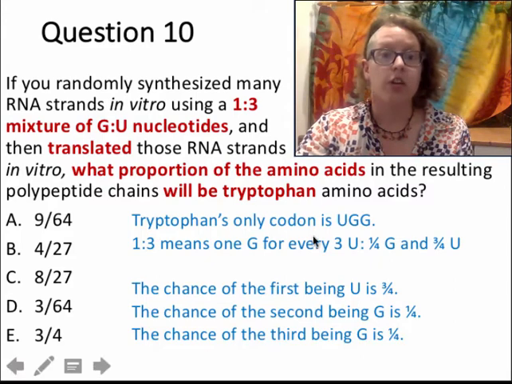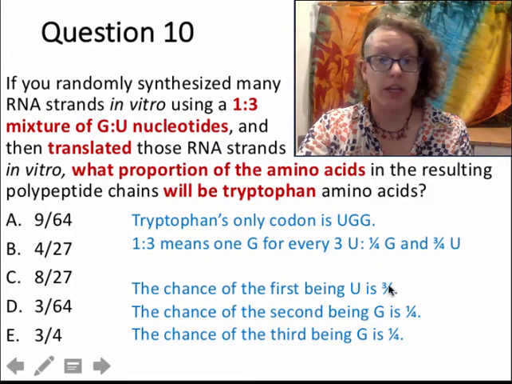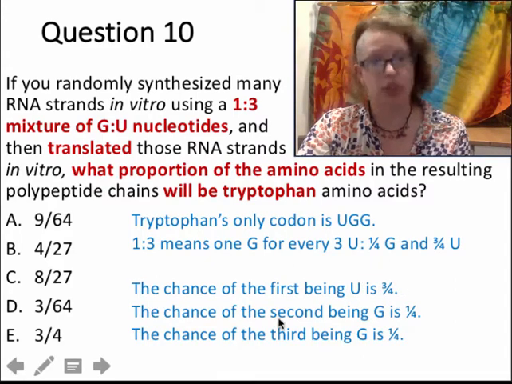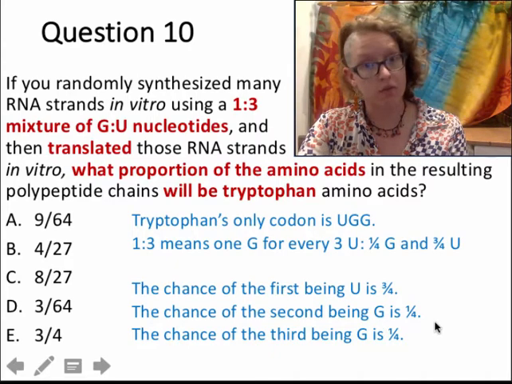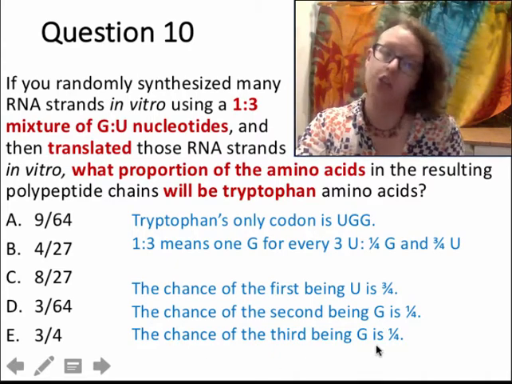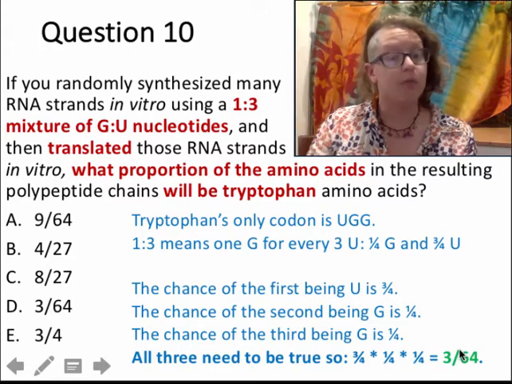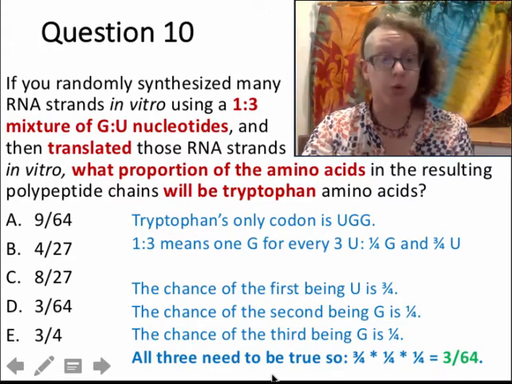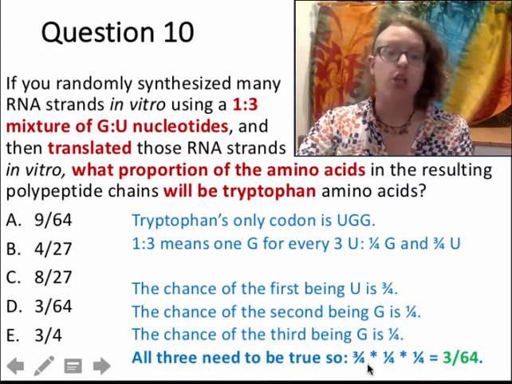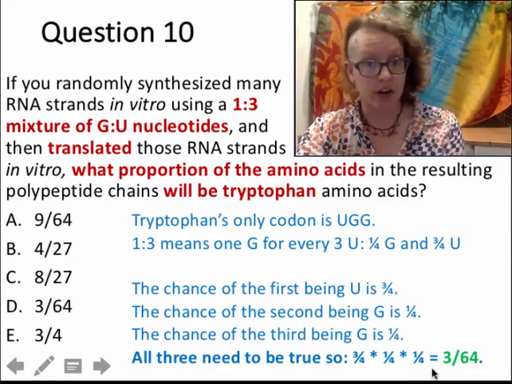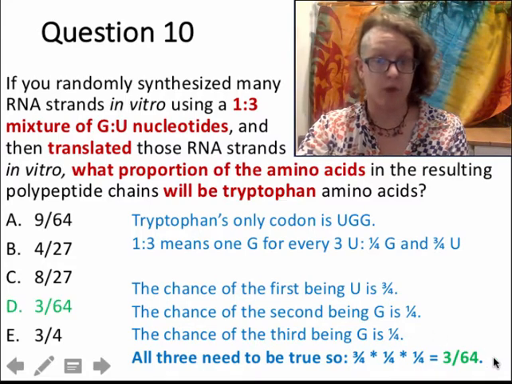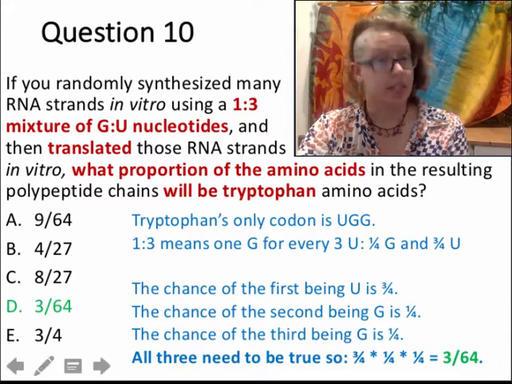So the chance for the first one being U is 3/4, and the chance for the second one being G is 1/4, and the chance for the third being G is 1/4. And because all 3 need to be true, we're multiplying. So when you multiply these 3 together, you get 3/64. So that's how you do that.